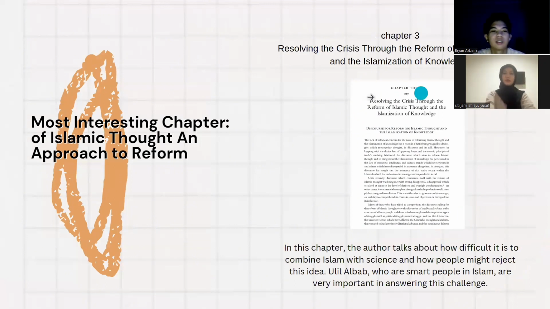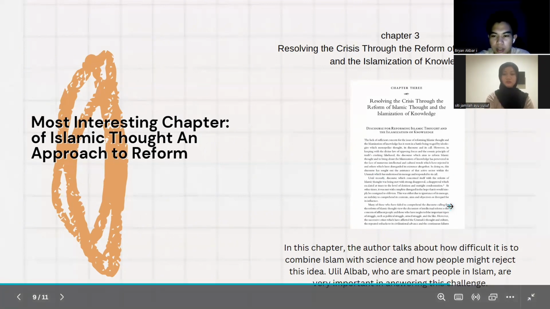The most interesting chapter of Islamic Thought: An Approach to Reform is Chapter 3. In this chapter, the author talks about how difficult it is to combine Islam with science and how people may reject this idea. Ulil Albab, who are the thoughtful scholars in Islam, are very important in answering this challenge.